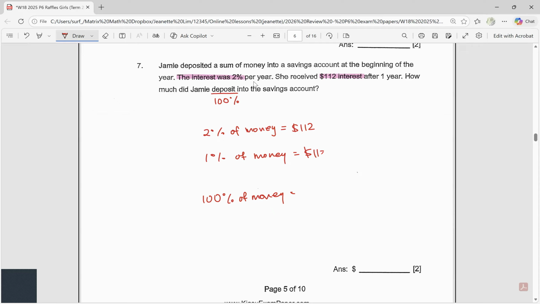1% would be 112 divided by 2, which is 56. Then to find 100%, 56 times 100. So 5600. Okay, so the original amount that she deposited is $5,600.